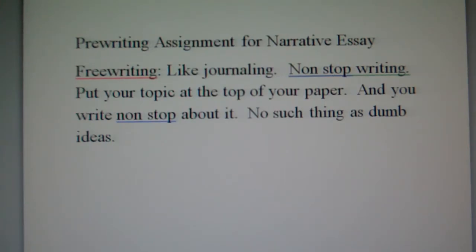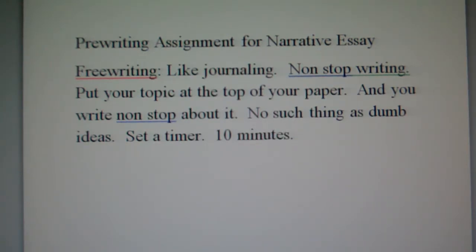Bring it back a little more when you're into the drafting, but for now, just know there's no such thing as a dumb idea. It's non-stop writing, so you keep your pen or pencil moving across the page. I recommend that you set a timer. And again, 10 minutes is what you're aiming for.